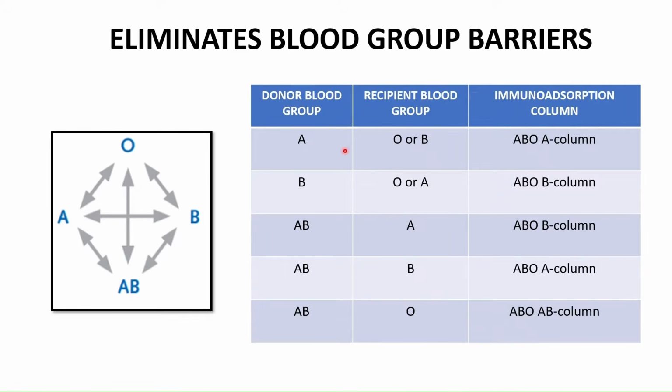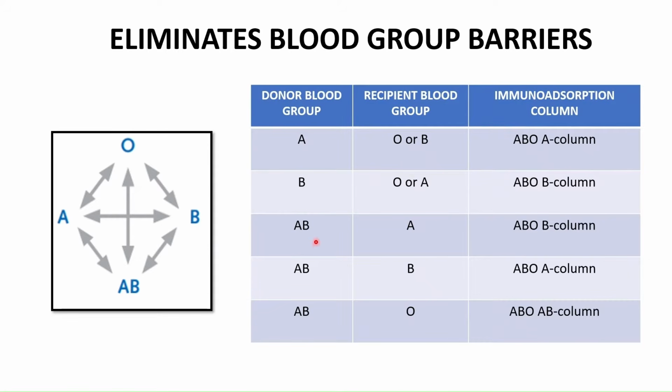For example, if the donor blood group is A and the recipient is O or B, then the immunoadsorption A column is to be used to adsorb anti-A antibodies. If the donor blood group is B and the recipient blood group is O or A, the ABO B column is to be used to adsorb anti-B antibodies.